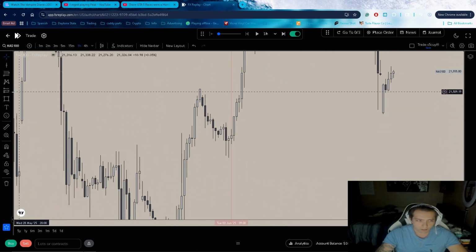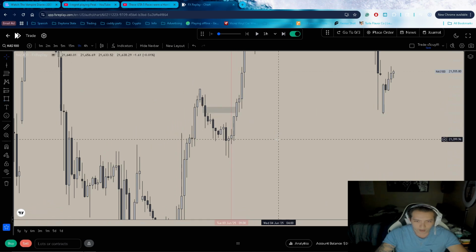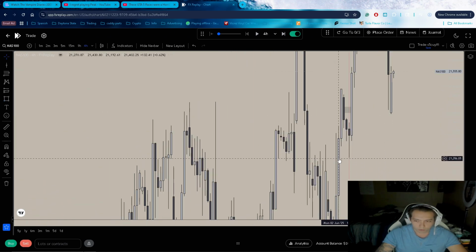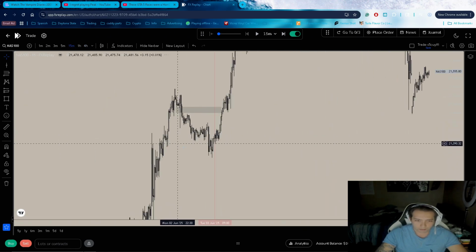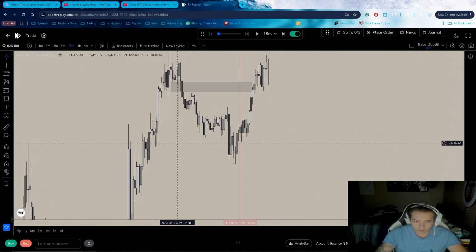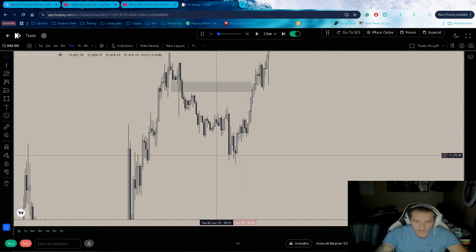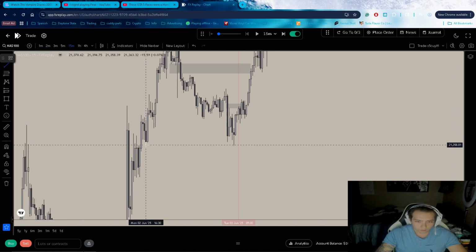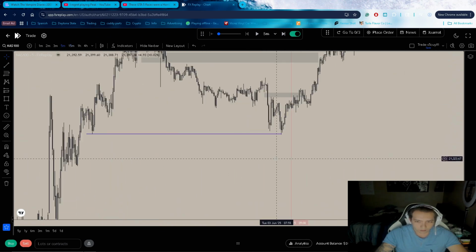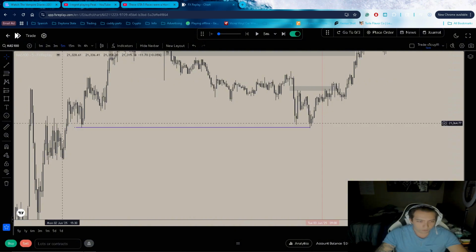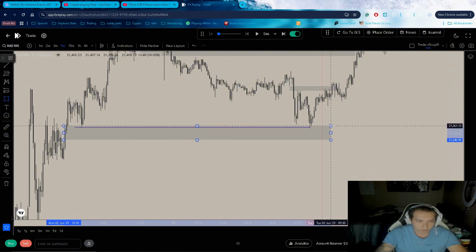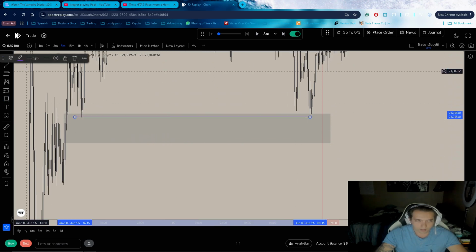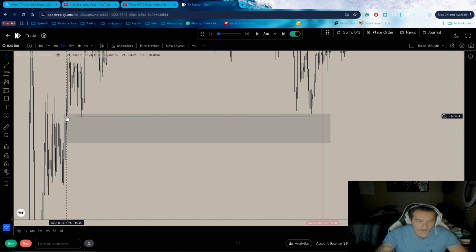Okay, so we see on the hourly, we have this 1-hour fair value gap. 4-hour, nothing there. So I'll go to the 15-minute then. See any fair value gaps here? No. We do have this one, which isn't great. See this model right here. Okay, see right here, we have a low inside of this fair value gap.